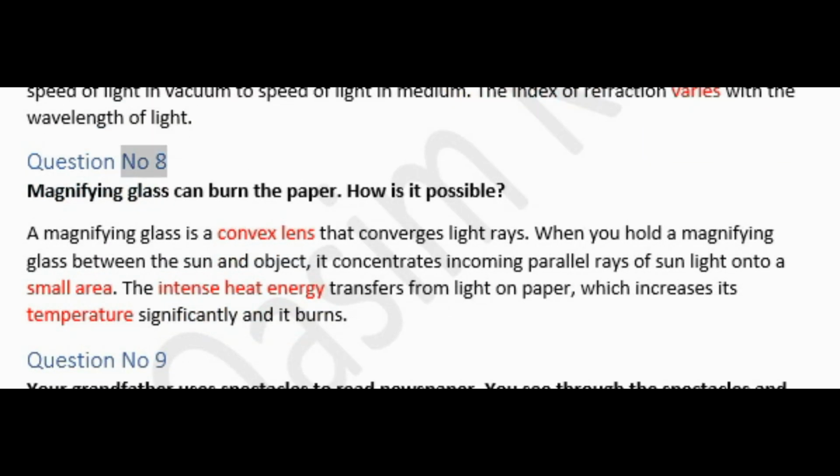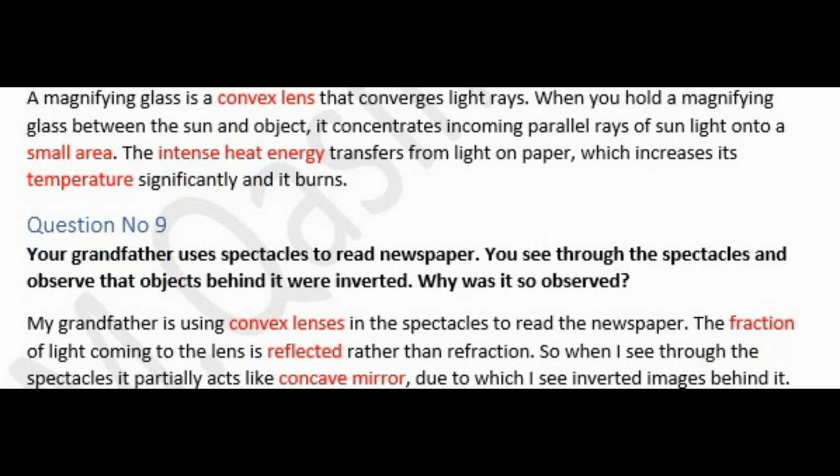Question number 8. A magnifying glass can burn paper. How is it possible? A magnifying glass converges light rays. When you hold a magnifying glass between the sun and an object, it concentrates incoming parallel rays of sunlight onto a small area. The intense heat energy transfers from the light to the paper, which increases its temperature significantly, and it burns.